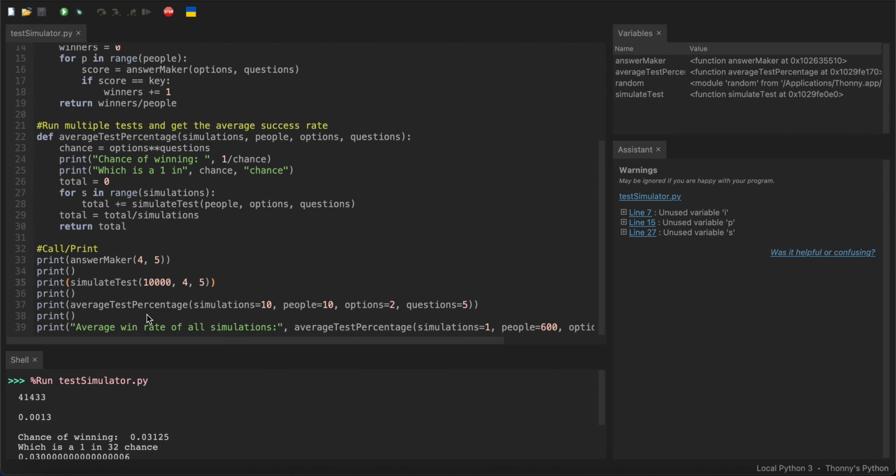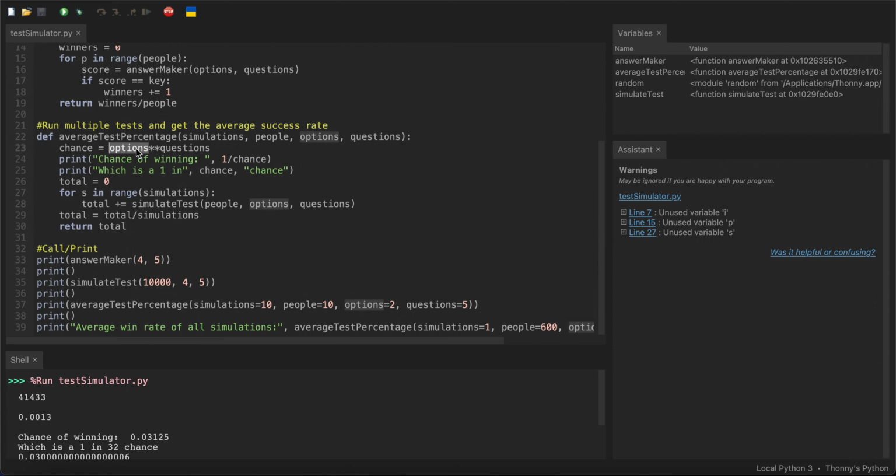And then for these final results, we make an average test percentage, which adds another parameter called simulations, and that's just how many simulations we want to do. First, we are going to do some math to give an estimate of what we think the output's going to look like. To figure out how many possible ways there are to answer a test, we take the number of options, so if it's a 4-option test, we do 4 to the power of how many questions there are.